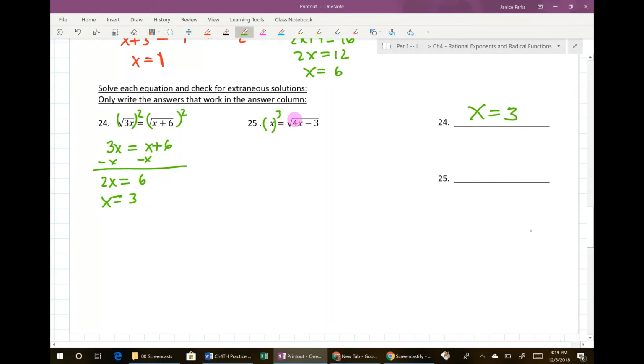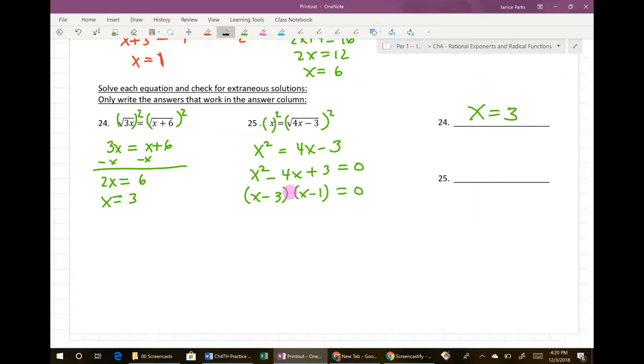For the next problem, you're going to raise each side to the second power. So you get x squared is equal to 4x minus 3. You have to set the equation equal to 0. Don't forget to include your equal 0. A lot of you leave that out. Then you'll factor this, x minus 3, x minus 1. When you solve for x by setting them each equal to 0, x equals 3, x equals 1.